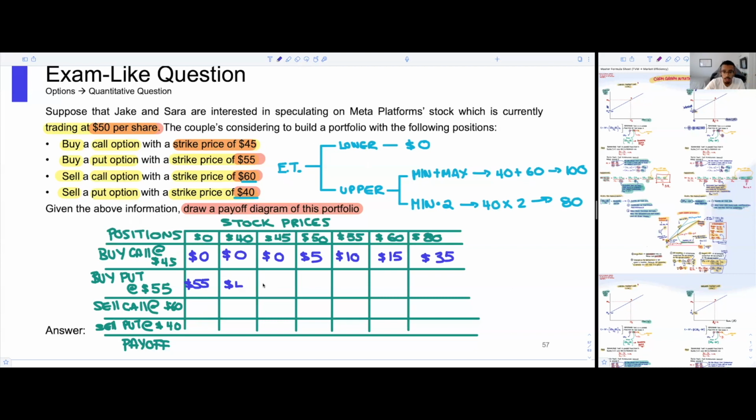Wow, I'm so sorry, guys. My brain was like, that doesn't make any sense. It'll be $15. Sorry about that. Then it'll be $10. Then it'll be $5. Then it'll be $0 here.